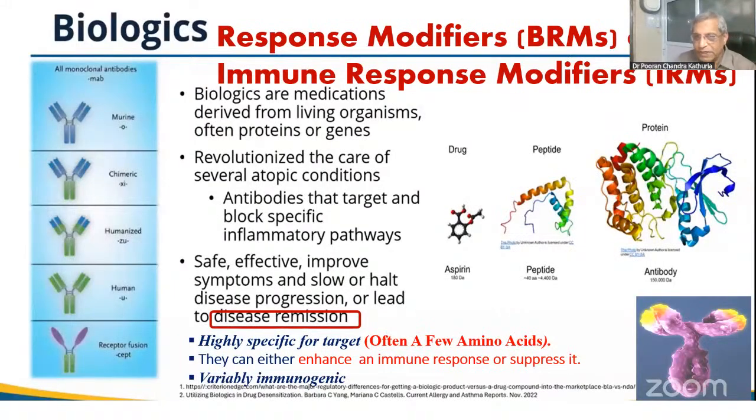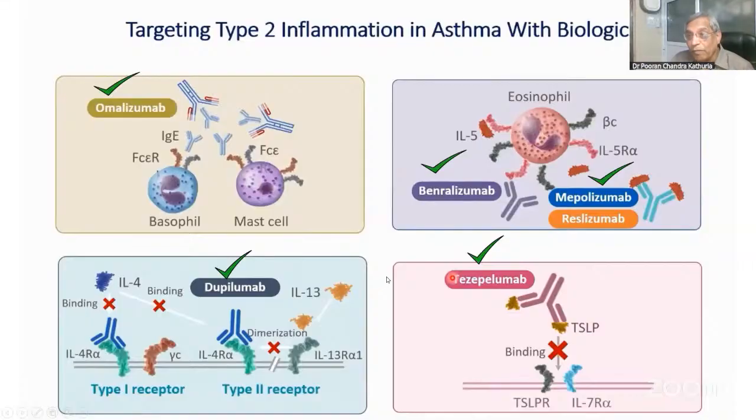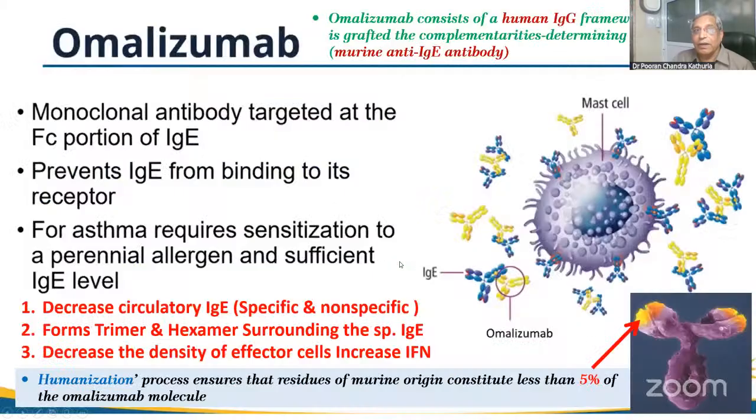As per se, the biologicals are derived from living organisms. They are high molecular weight components. Some are against the cytokines, some are against the receptors also, and some are against the monoclonal antibody. Now we talk of omalizumab, the first biological, with a track record of more than 20 years.